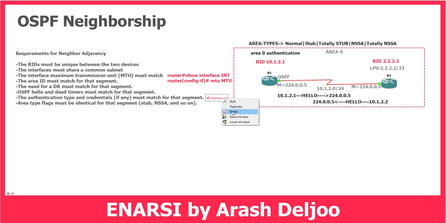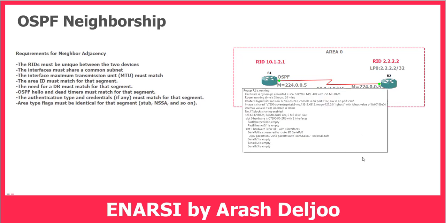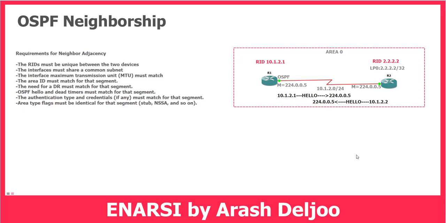Okay, let me review the neighborship conditions in OSPF. This is so important for us. The first condition is that both of the routers are using a router ID. This router ID should be unique between router 1 and router 2, and it is recommended to be unique inside of all networks. The RID must be unique between the two devices. The interface must share a common subnet. As I mentioned before, you need to configure both interfaces with the same range of IP addresses.